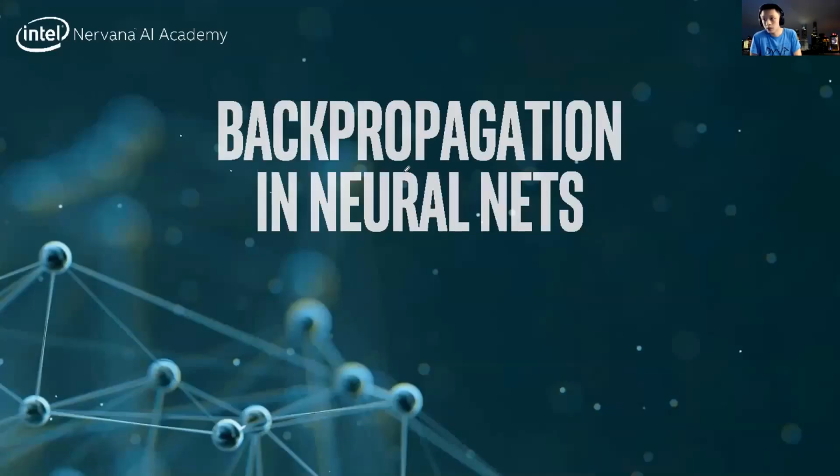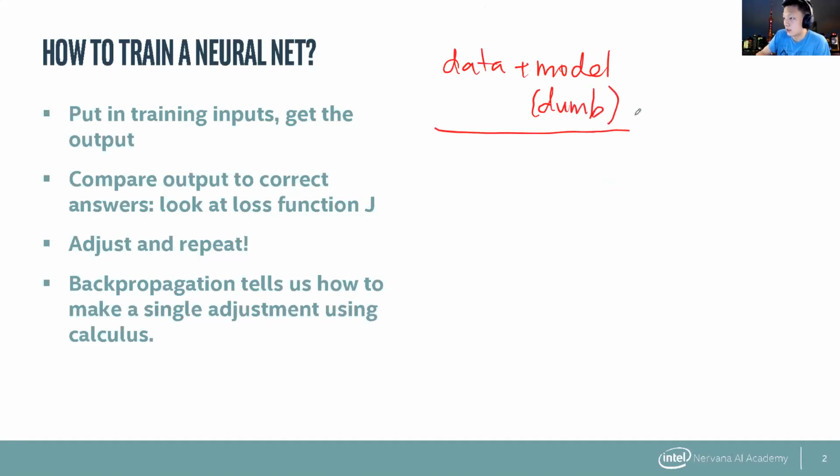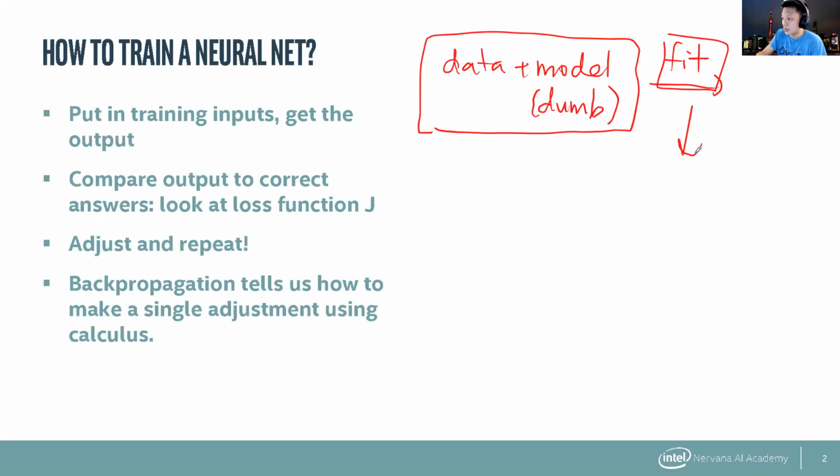So without further ado, we're going to be talking about backpropagation in neural nets. Remember, at the very beginning of the class, we spent a lot of time talking about the process of training a neural net. You give it a bunch of data, you give it a model. This is a dumb model. And you take all of this and you put it through an algorithm called FIT. So what exactly is this FIT algorithm? This is what we're going to be talking about today. And it is called backpropagation.